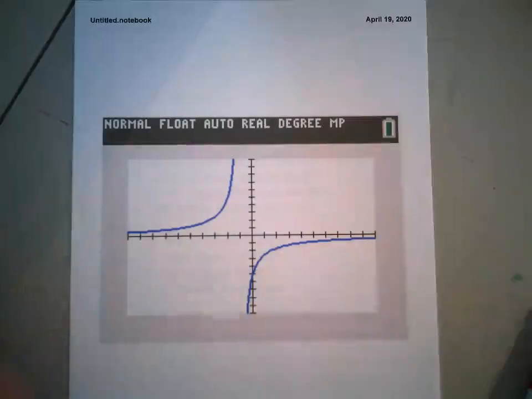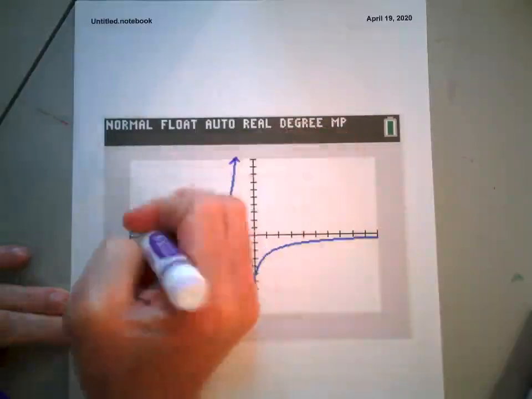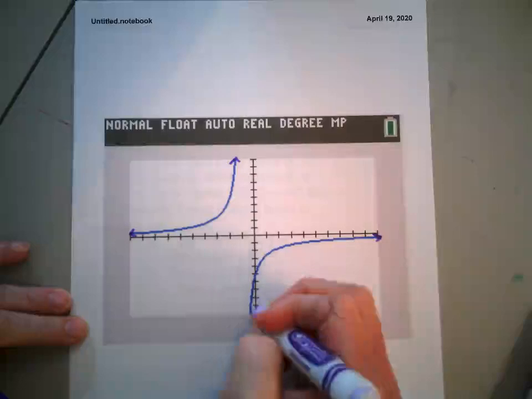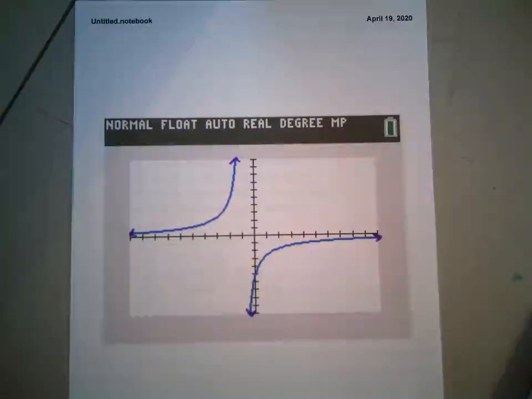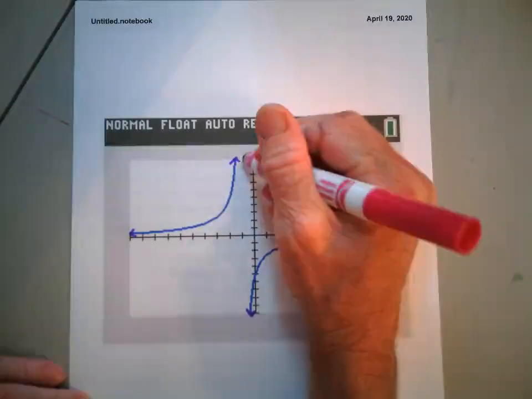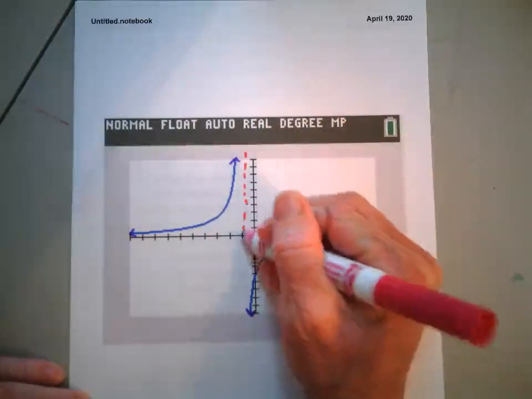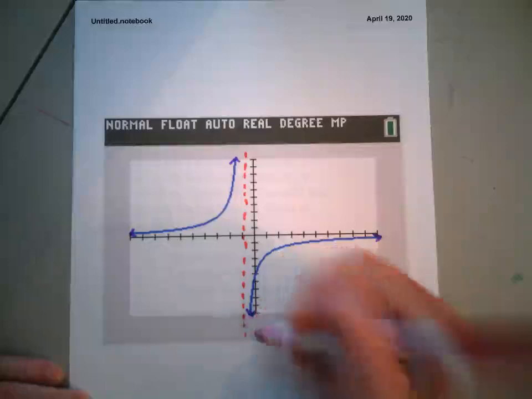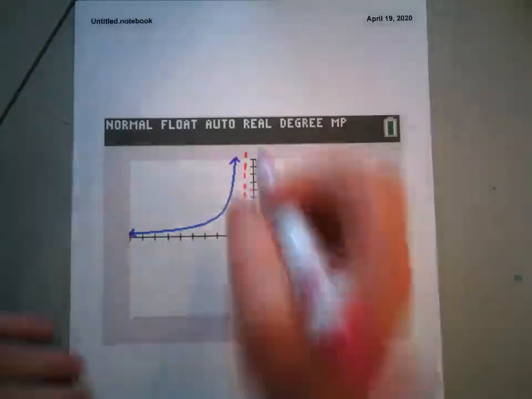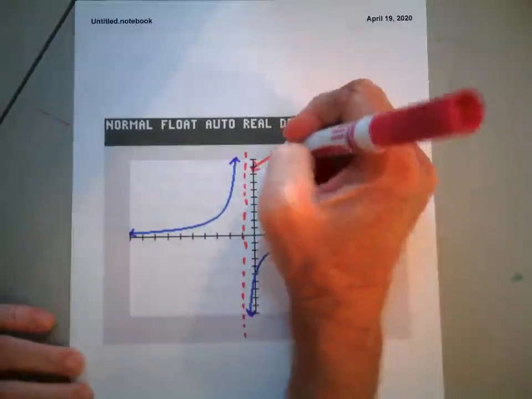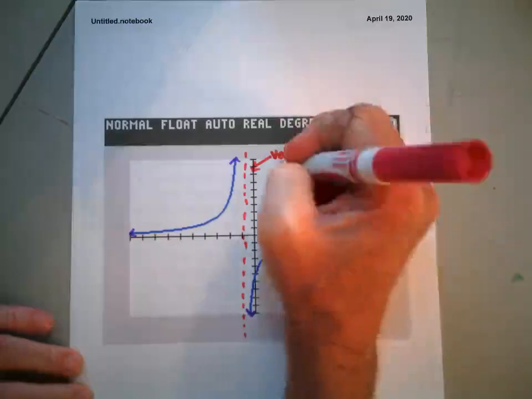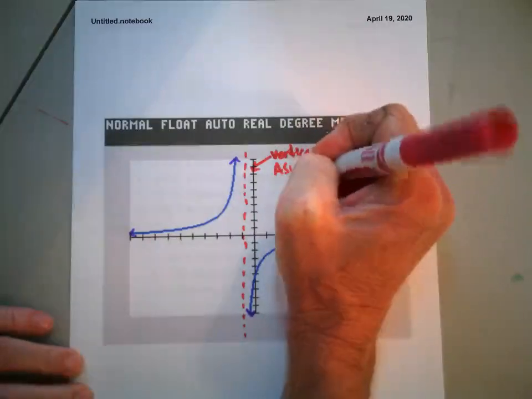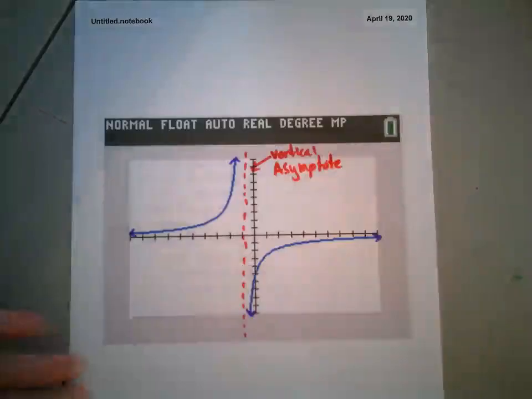And so essentially, this graph goes up forever, left forever, right forever, and down forever. However, it doesn't connect in the middle. It has what's called a vertical asymptote that falls right down through the middle of the graph. So that right there is called a vertical asymptote. And that's one of the features that we're going to be finding today.